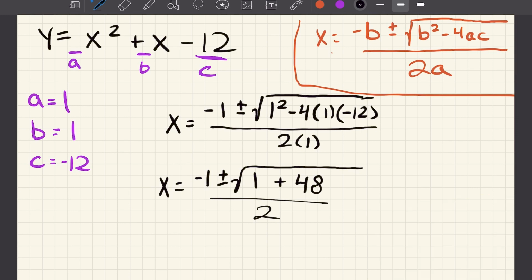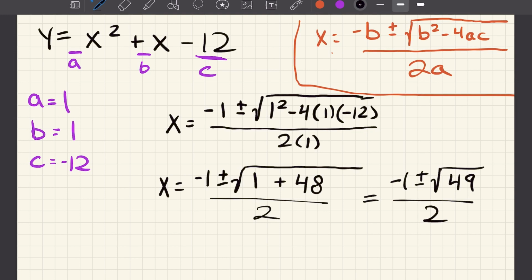Oh, 2. We good with that? All right, what's 1 plus 49? You said what's 1 plus 1? Let me just give you the answer right away. 49. Okay, what's 1 plus 48? There we go. Negative 1 plus or minus the square root of 49 all over 2.